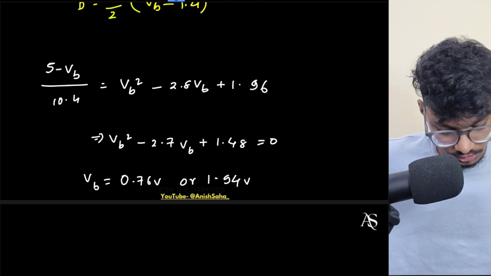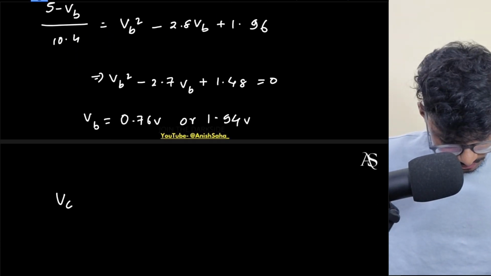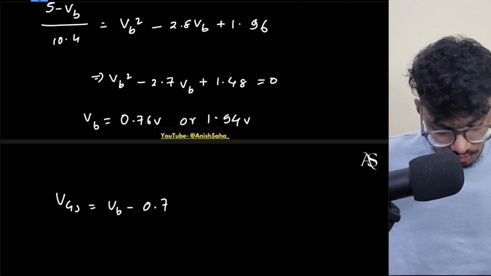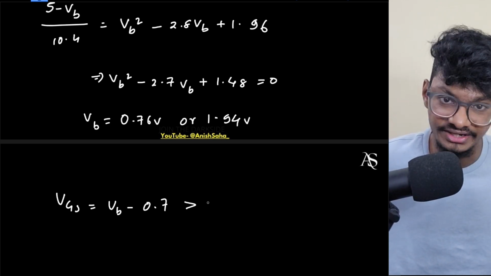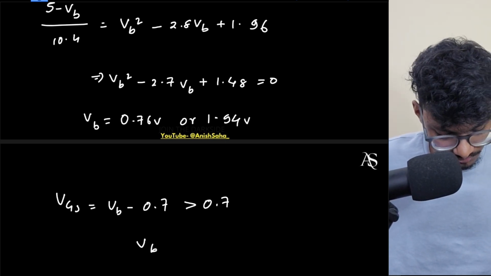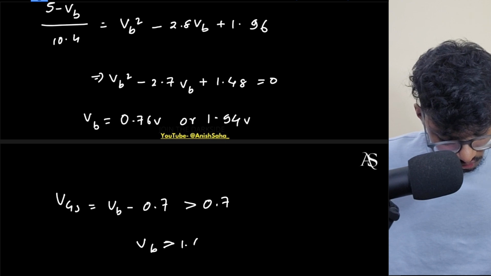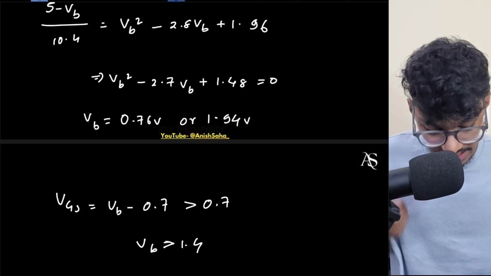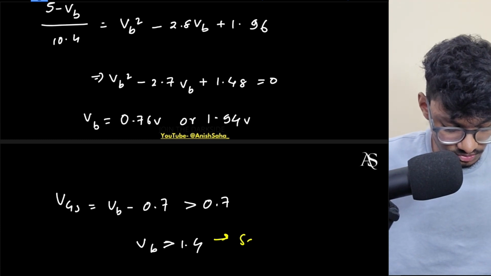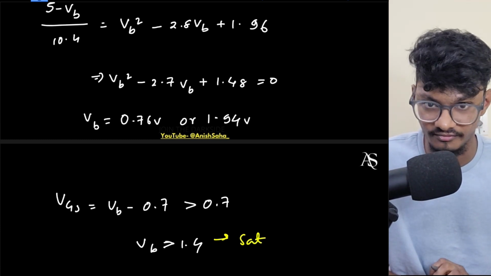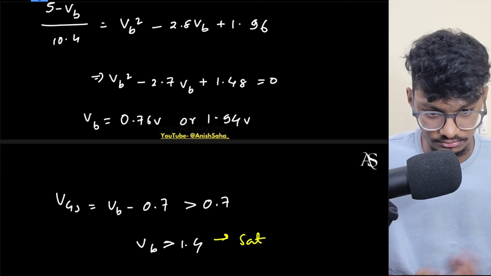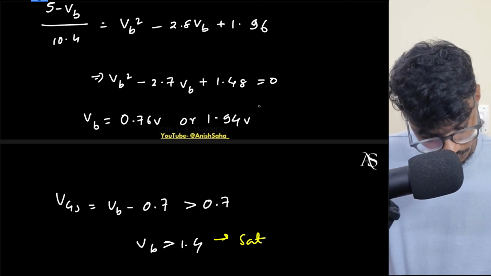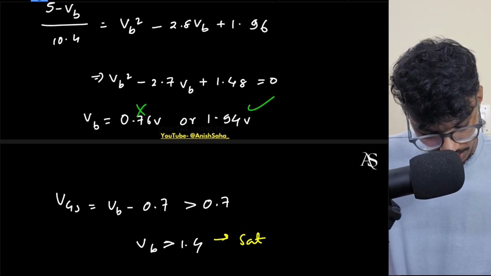Because what is your VGS? VGS is equal to VB minus 0.7, right? So this has to be greater than VTH, that is 0.7. So your VB has to be actually greater than 1.4. So only this is the possible solution for it to be in the saturation region, else it will not be in saturation region, right? This has to satisfy the saturation region. So obviously we will choose this one, we will ignore this one.